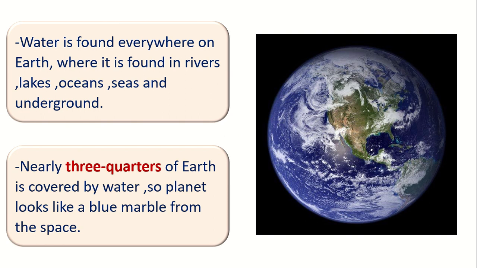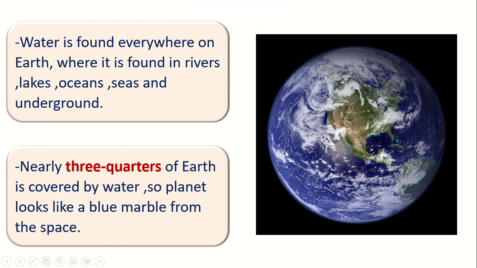Okay guys, as we can see in this picture, water can be found everywhere on the Earth's surface, like rivers, lakes, oceans, seas, and also under the ground. So, if we go to space and look at the Earth, we can see it like in this picture. It looks like a blue marble.